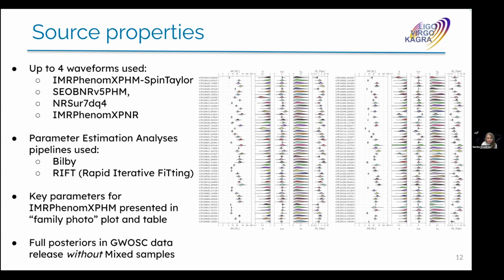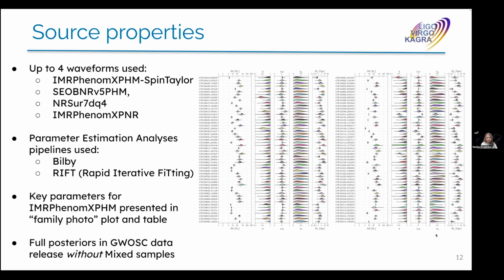All of the key parameters like chirp mass, mass ratio, chi effective, which is the effective aligned spin in the system, the precessing spin, and the luminosity distance, etc., are presented in the figure on the right. The full posteriors are also available on GWOSC, the Gravitational Wave Open Science Center data release that we have done. This time, we have not provided any mixed samples which combine the results that we get by using different waveform models for parameter estimation analyses.